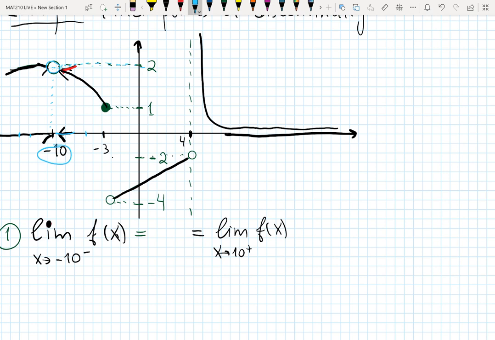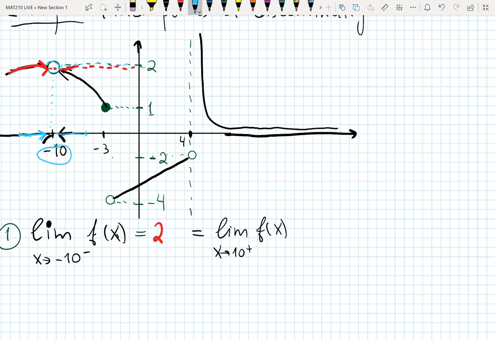Look at the blue color on the x-axis. When I am approaching -10 on the x-axis from the left, that's the first limit, you need to look at the graph of the function over there. What height do I approach? While x on the x-axis approaches -10, the height of the graph of the function approaches 2 from the left. Now, same idea from the right.